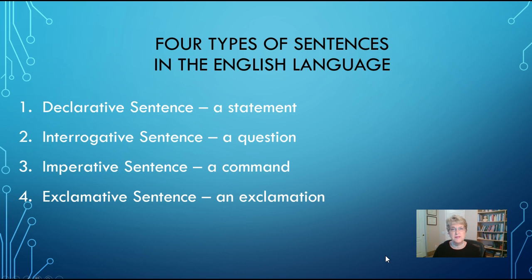There are 4 types of sentences in the English language. We have the declarative sentence. This is simply a statement. We have the interrogative sentence, which is a question. There is the imperative sentence, which is simply a command. We have the exclamative sentence, which is an exclamation.